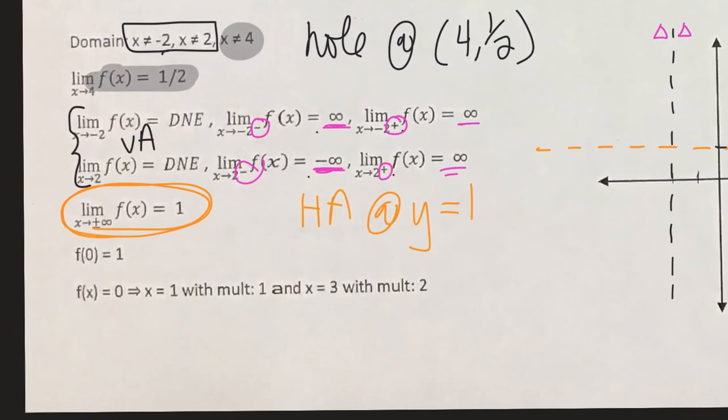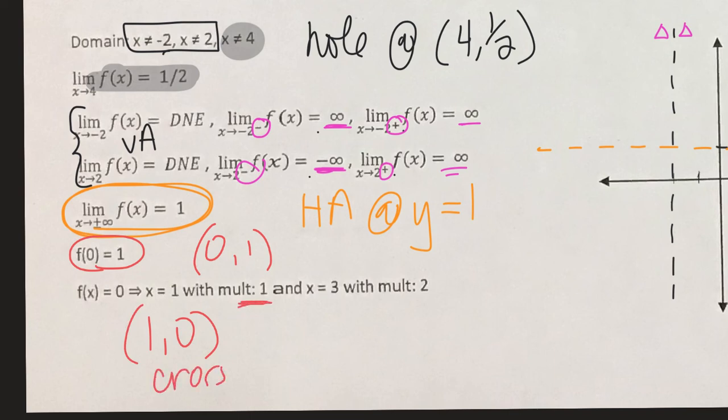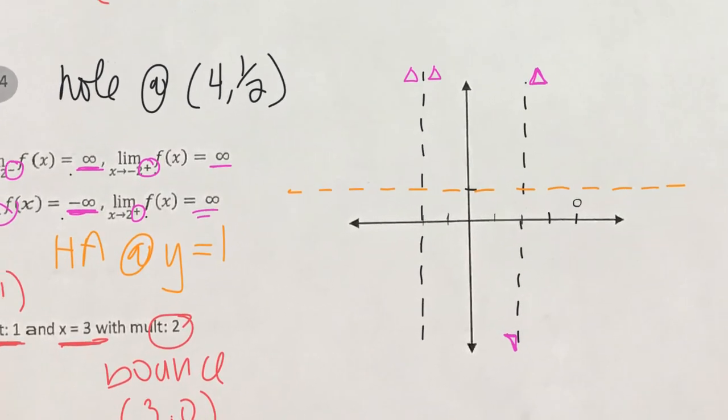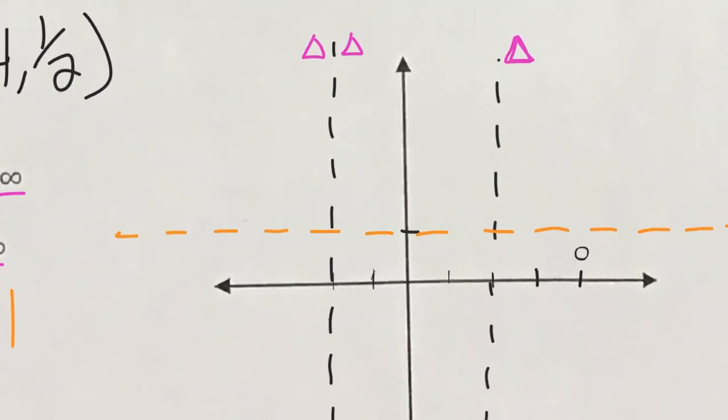Then let's see about our intercepts. We have a y-intercept at 0, 1. And we have an x-intercept at 1, 0 with a multiplicity of 1, so it will cross at +1. And x equals 3 with a multiplicity of 2, so it will bounce at the point 3, 0. From our polynomial unit, a multiplicity of 2 means the graph will bounce at that place. So 0, 1 is the y-intercept. 1, 0 is an x-intercept, and so is 3.